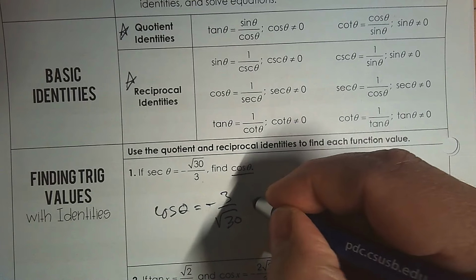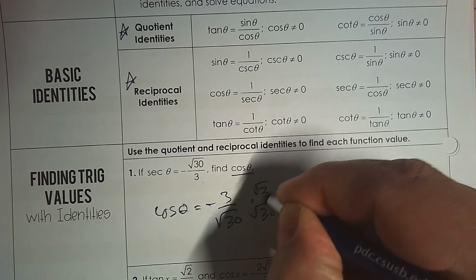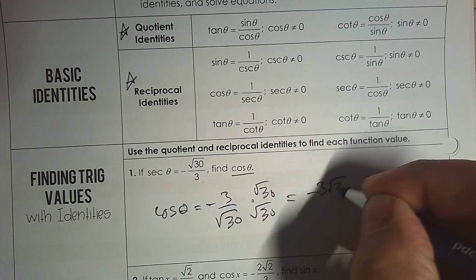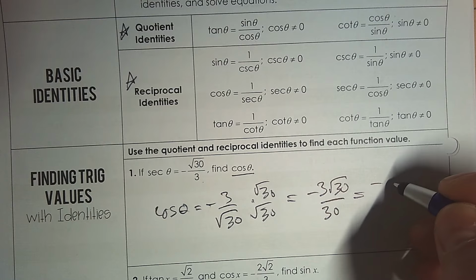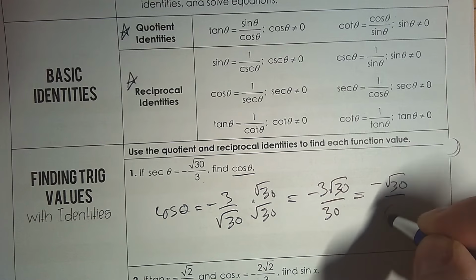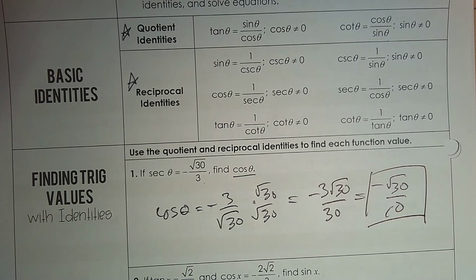Now, I'm going to rationalize this so that you have negative 3 root 30 over 30. And then one more step, 3 goes into 30 10 times. So when you know an identity, it's to make it easier, not more complicated.